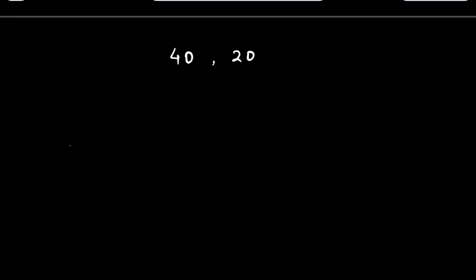So in this method, we first find the prime factors of 40. So the prime factors of 40, we will start dividing it. 2 times 20 is 40, 2 times 10 is 20, 2 times 5 is 10. Now the prime factors are 2 to the power 3 multiplied by 5.